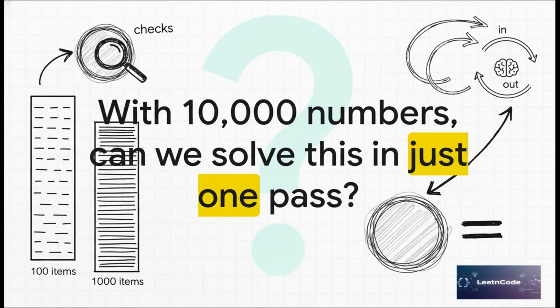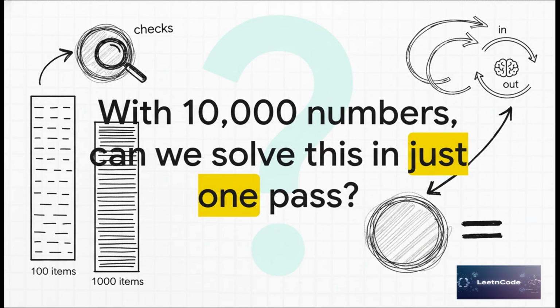I mean, just think about it for a second. If your list had 100 numbers, you'd be doing roughly 10,000 checks. What if it had 10,000 numbers? You're looking at around 100 million checks. That's just way too slow. So this forces us to ask a much better question, a question every engineer has to ask. Can we do this smarter?